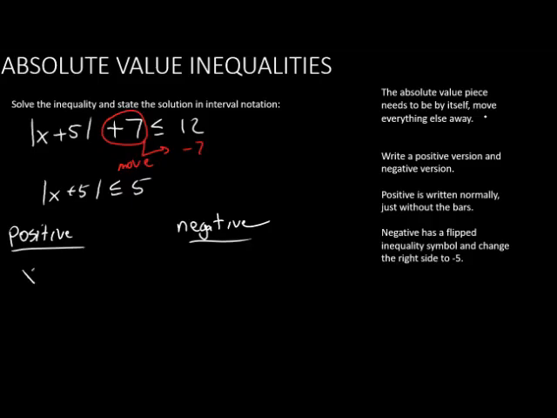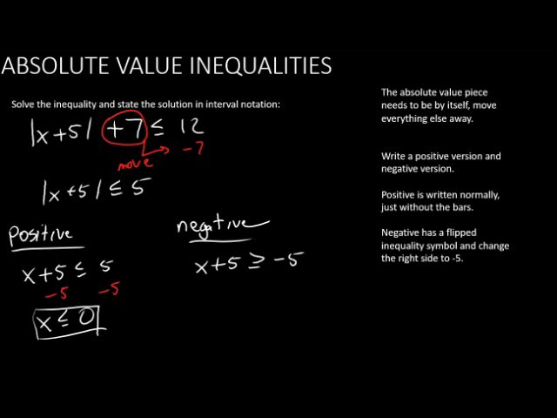Let's write both inequalities now. For the positive version, we'll say x plus 5 is less than or equal to 5. When we subtract 5 from both sides to get the x by itself, we'll end up with x is less than or equal to 5 minus 5, which is 0. This will be part of our answer. Now we'll do the negative version, and we'll have x plus 5 is greater than or equal to negative 5. The less than changes to greater than, and the 5 changes to negative 5. Still, we will subtract 5 from both sides just as before. We will end up with x is greater than or equal to negative 10. We will use these two inequalities to solve this question.